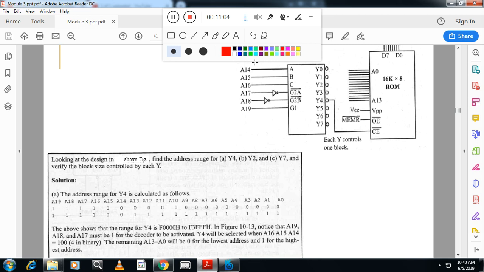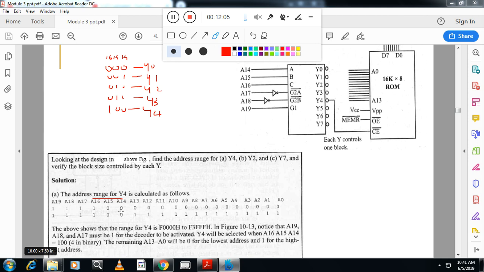So to get Y4 selected, let me start here. See, A0 to A19, in that A14, 15, 16, we'll see A14, 15, 16. Where are 14, 15, 16 here? 14 is 0, 15 is 0, 16 is 1. So if you start 0, 0, 0, this is 14, this is 15, this is 16, 0, 0, 0, Y0 will get selected. This is 0, 0, 1, Y1 will get selected. This is 0, 1, 0, Y2 will get selected. 0, 1, 1, Y3 will get selected. 100, Y4 will get selected. So Y4, what is the address range?